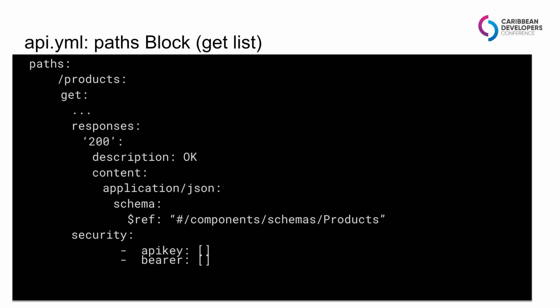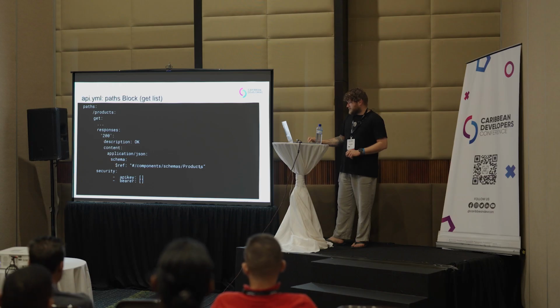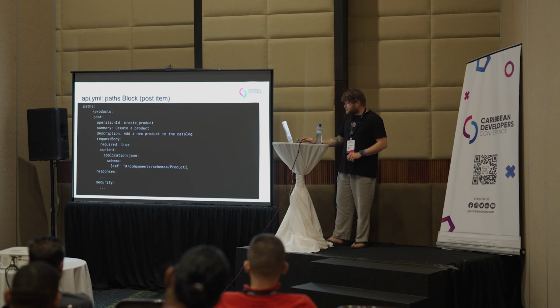You have to specify some response objects. So, if a 200 response is a good one, then it comes in with an application JSON header, and you can parse that JSON blob using this schema, which is referred to previously in the document.